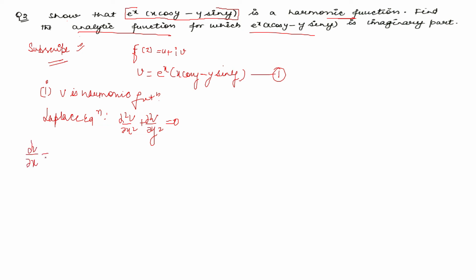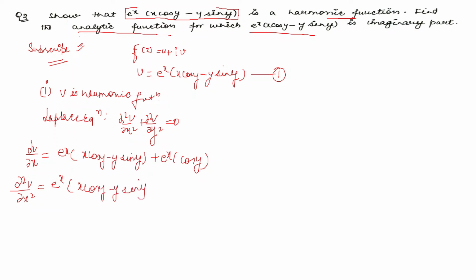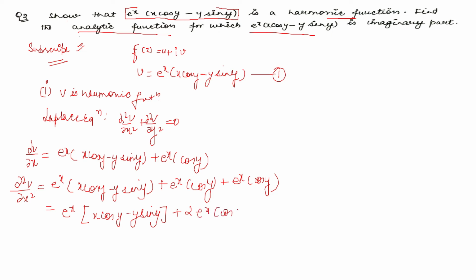Del v upon del x is equal to e to the power x (cos y minus y sin y) plus e to the power x cos y. Now differentiating it again, del 2v upon del x square is equal to e to the power x (cos y minus y sin y) plus e to the power x cos y plus e to the power x cos y. So it can be written as e to the power x (cos y minus y sin y) plus 2 e to the power x cos y.